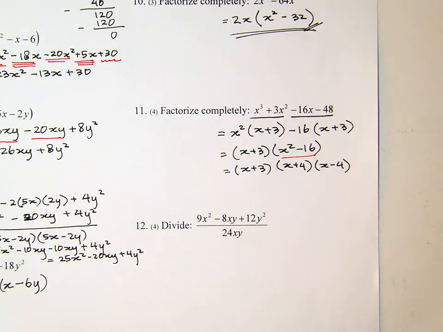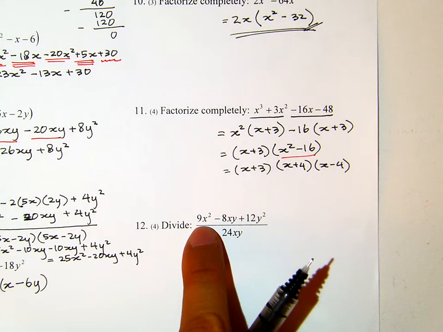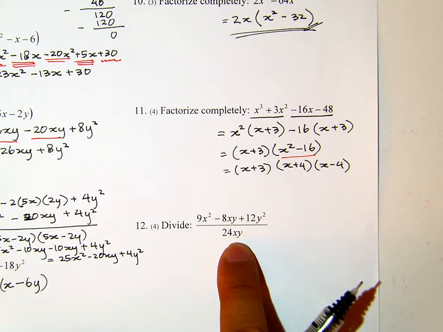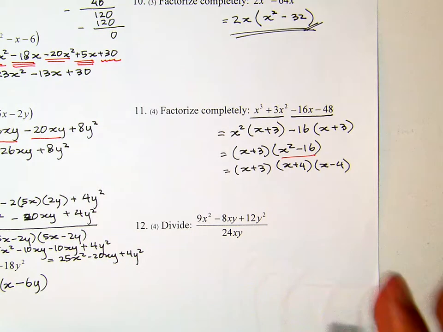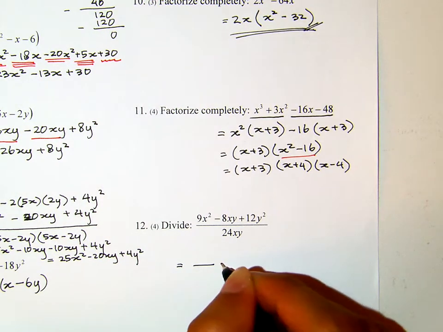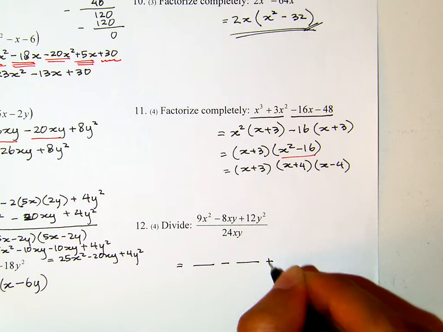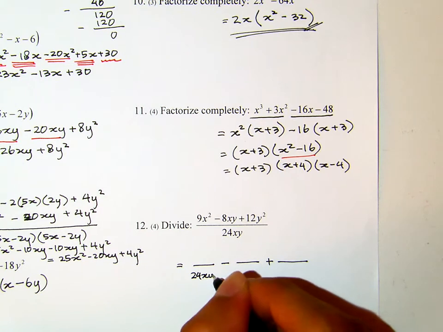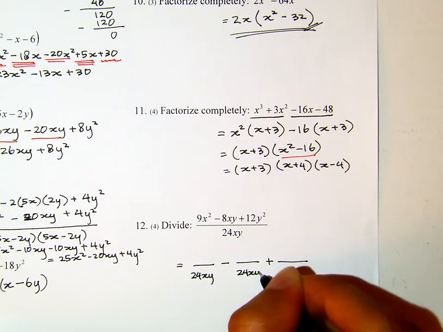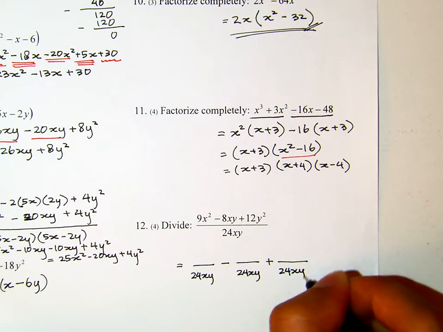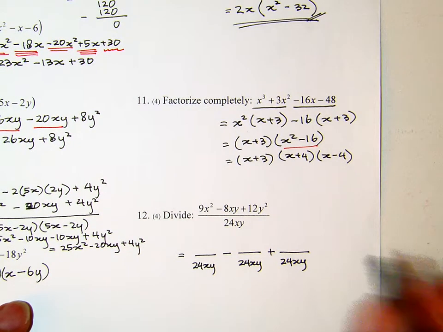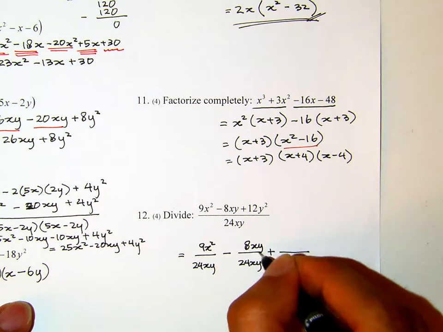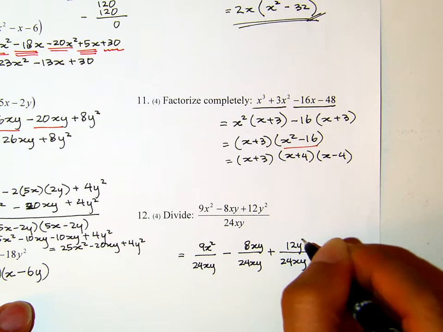That's for number 11. Number 12, we need to divide this polynomial by this monomial. Now, because there's only one term in the denominator, what I will do is split them up into the sum or difference of rational expressions with denominator 24xy in this case. Okay, on the numerators, we have 9x squared, then minus 8xy, and then here I have plus 12y squared.